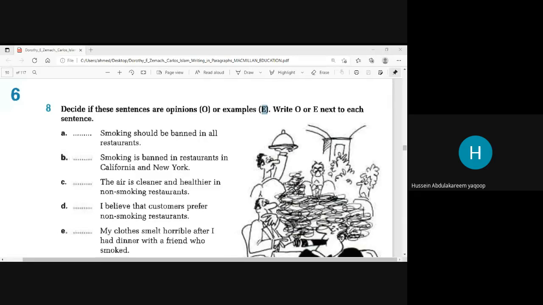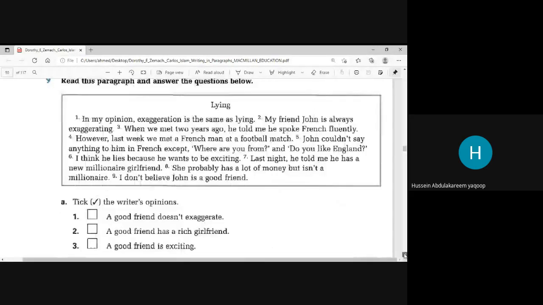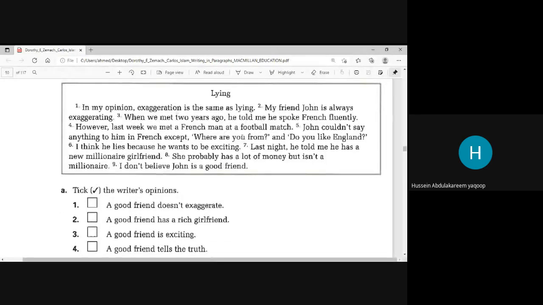Okay, thank you. Any more questions, please? Now let's move to the second paragraph available here on page 46, just below this exercise. Now it talks about lying, similar to that one, but a different story. I don't know who is interested in reading the first and second sentences. Yes, go ahead, Fatma Hussein, please.